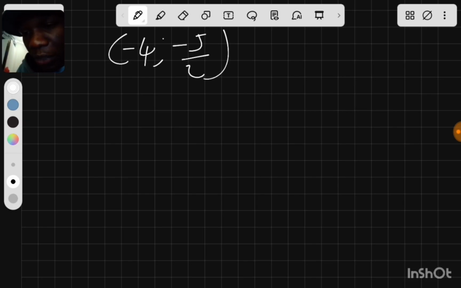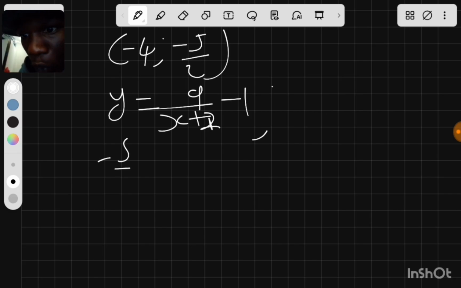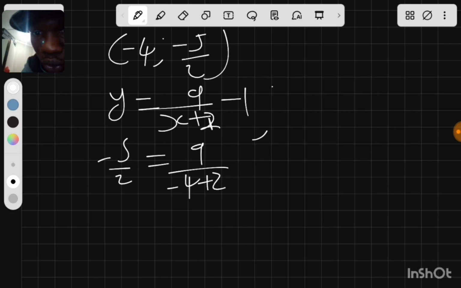So we're going to replace f of x by y. We're going to have y is equal to A over x plus 2, minus 1. So -5 over 2 is equal to A over -4 plus 2, minus 1. What do we do first here? We transpose 1 to the other side, but you can do your math there. I can say that -5 over 2 plus 1 is -3 over 2. Then we cross multiply, then we get A.